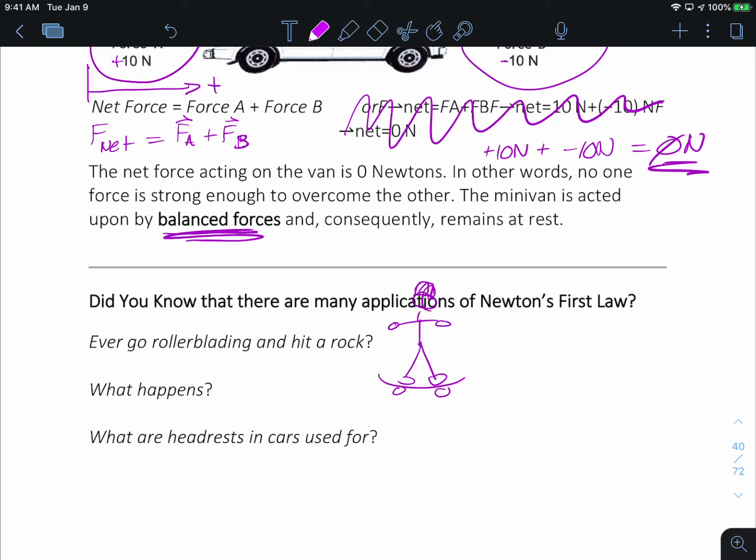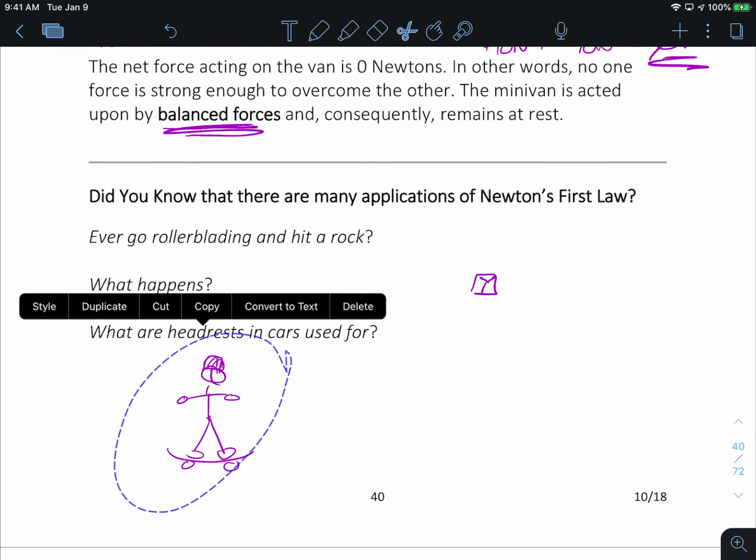And so as my skateboarder comes along and hits the rock, before the skateboarder hits the rock, let's just draw him back here. At this point, the skateboarder is moving and he's gliding along. He has a velocity, but in fact there's no force being acted upon the skateboarder if he's got both feet on the board, except for a little bit of friction, right? So there is a little bit of friction.